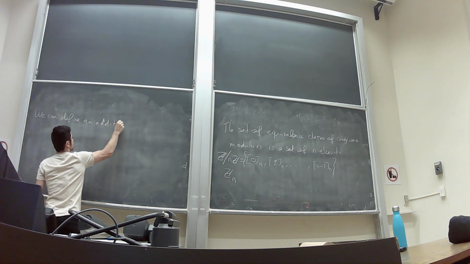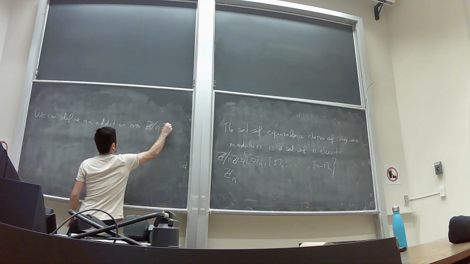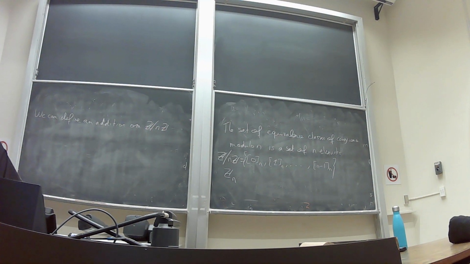In addition, on Z mod nZ. By saying, let's do a small example. Let's see what it should be. So mod 5, what are my possible classes?